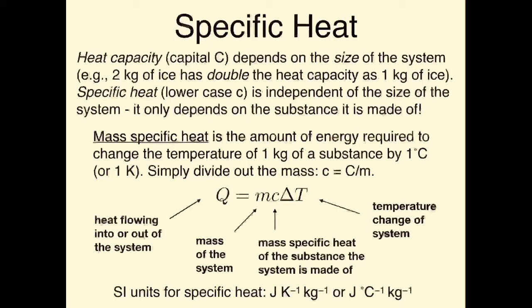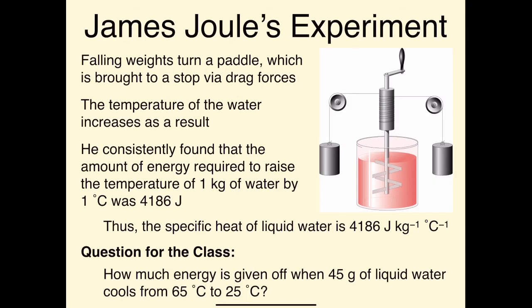Okay, so the last thing we'll do here is talk about the units. The SI units for specific heat are going to be joules per Kelvin per kilogram, or you could say joules per degree Celsius per kilogram. Those are the units that we'll have. And if you think about the units, it's the same units as for heat capacity, but since we're dividing out the mass, now we have kilograms in the denominator. All right.